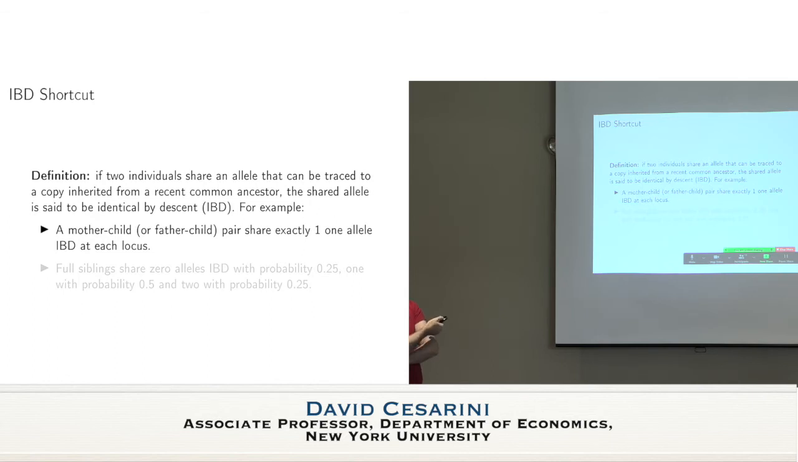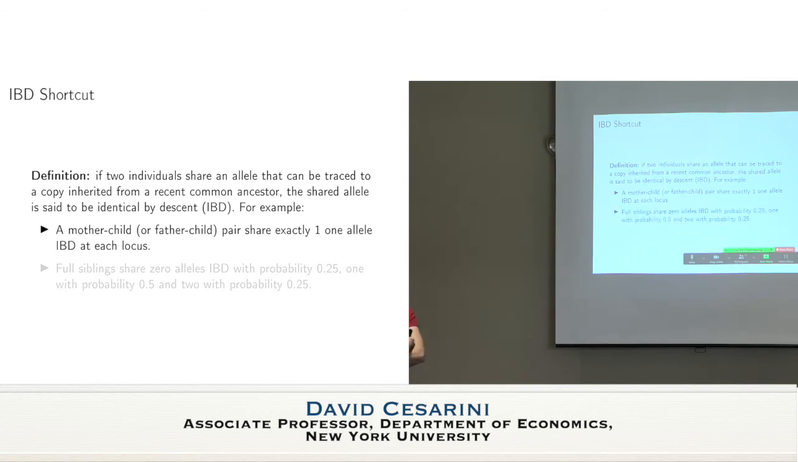That's because I got exactly one of my alleles at some locus transmitted from my biological mother, and exactly one from my father. So mother-child pairs are a little unusual in that there's no variation around the expectation. The IBD sharing is just one at each locus.